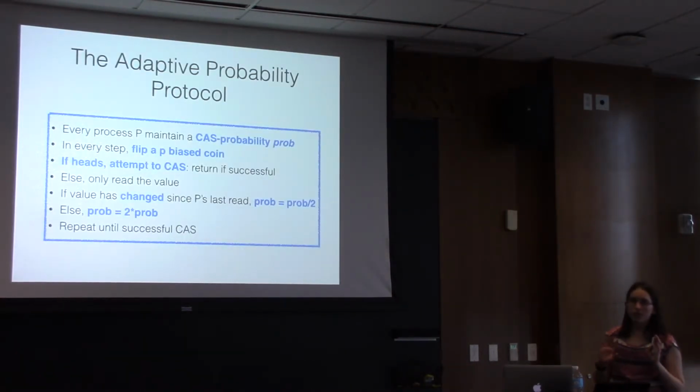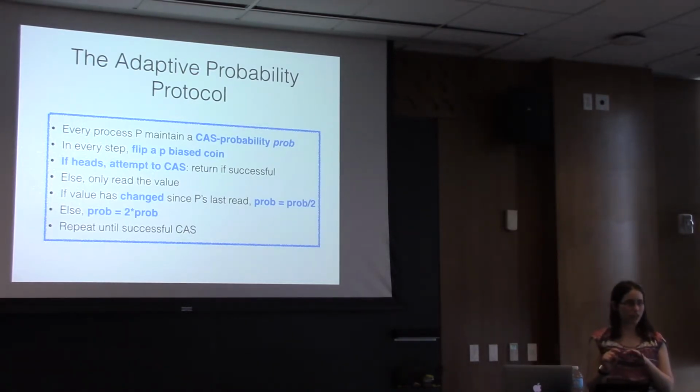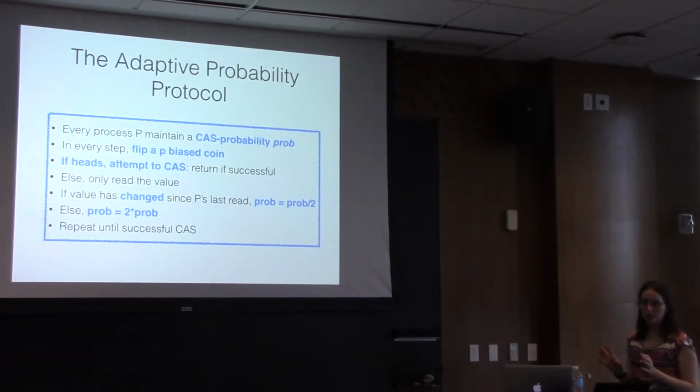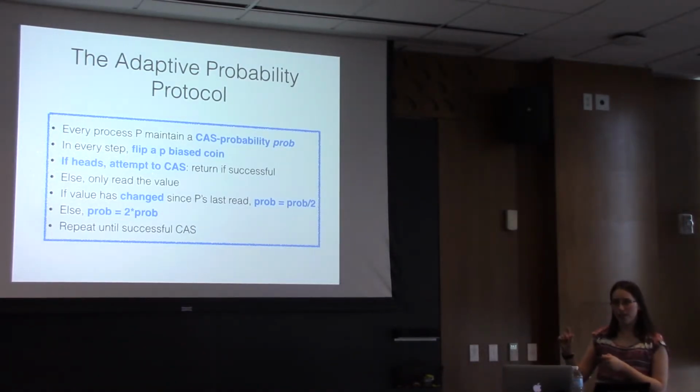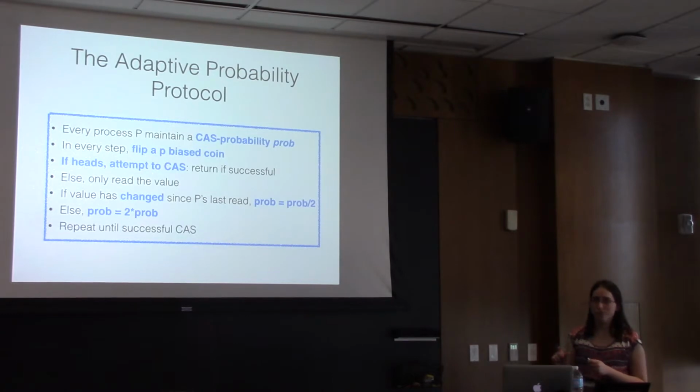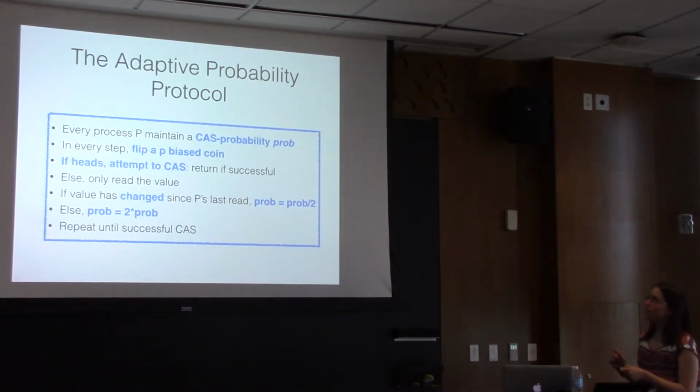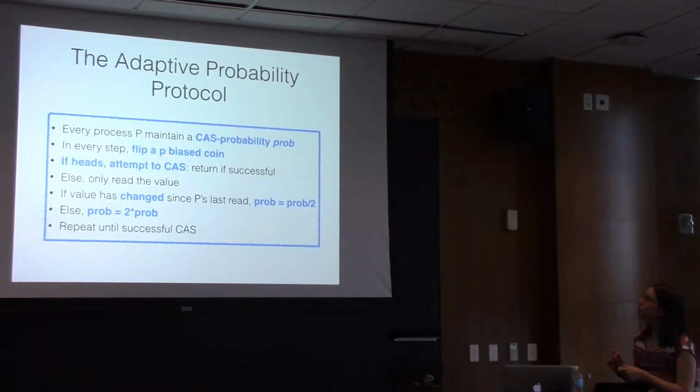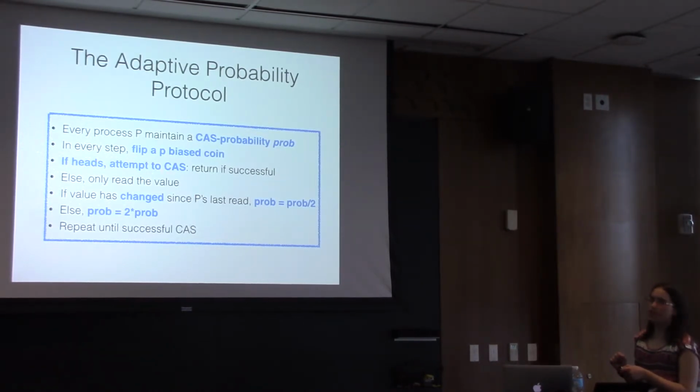All right, so our protocol is very simple. It's going to take advantage of the fact that reads can go through in parallel in the hardware, whereas CASes can't. So what it's going to do is have each process maintain its own probability for how likely it is to try to compare and swap in this turn. In every step, it's going to flip a coin that's biased according to its own probability. And if it gets heads, it's going to try to compare and swap. If it gets tails, it's only going to read.